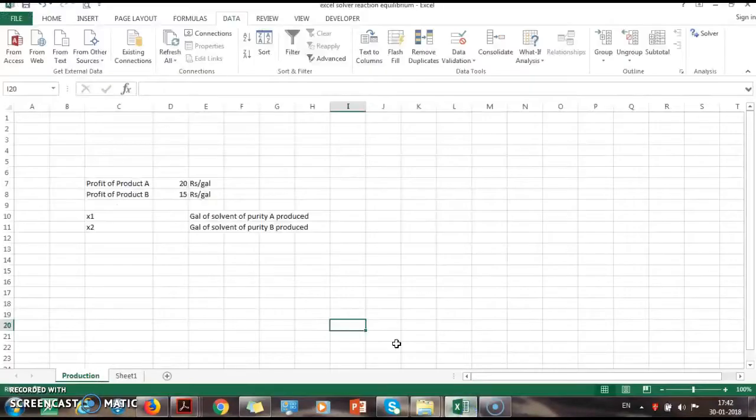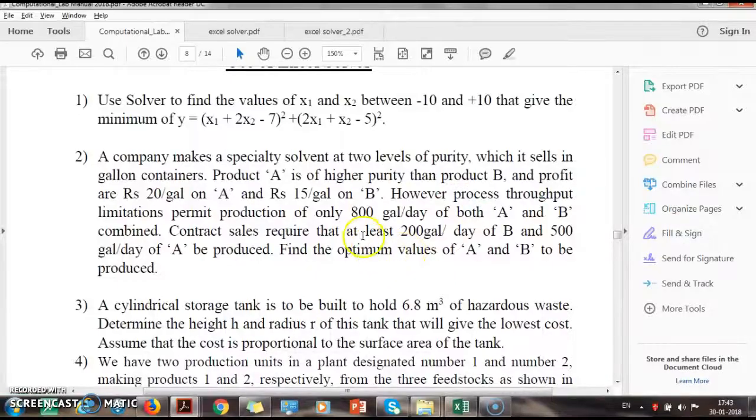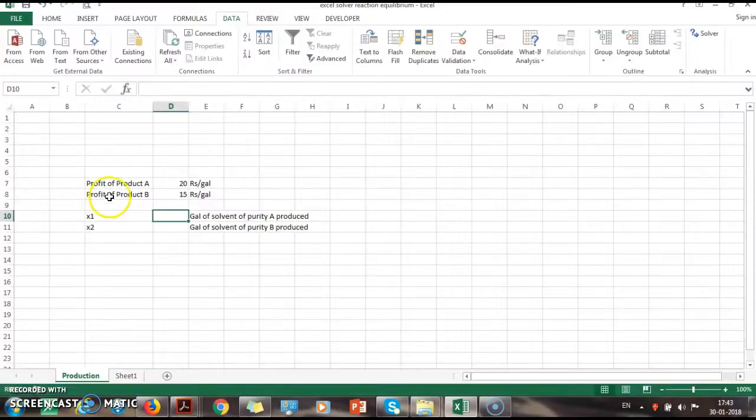With this in mind, let us try to develop an Excel sheet wherein we get the actual answer for A and B. I already prepared some basics: profit from product A, which is the high purity product or solvent, and the low purity solvent. Let x1 and x2 be the two variables, which are nothing but the quantity of solvent of purity A produced and solvent of purity B produced. Since we know that the minimum quantities of A and B to be produced are 500 and 200 respectively, we'll write here precisely 500 for A and 200 for this.